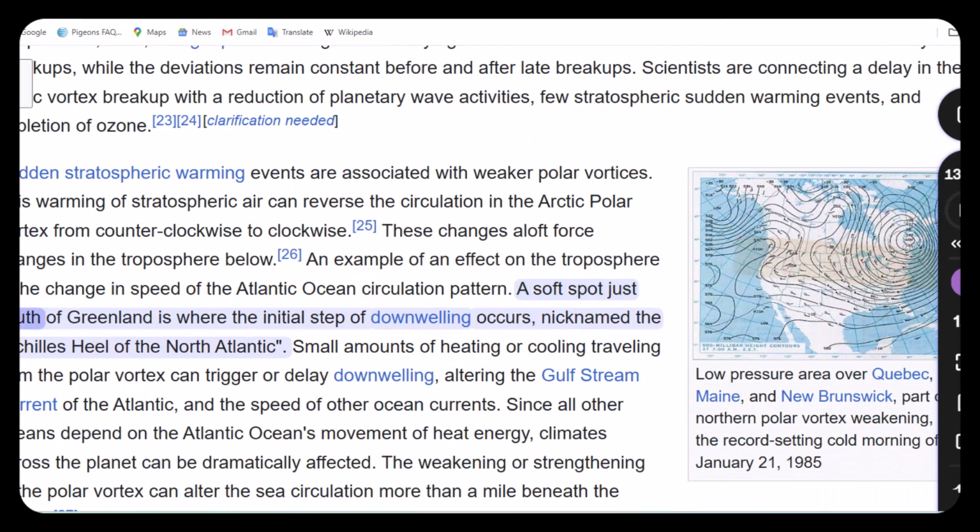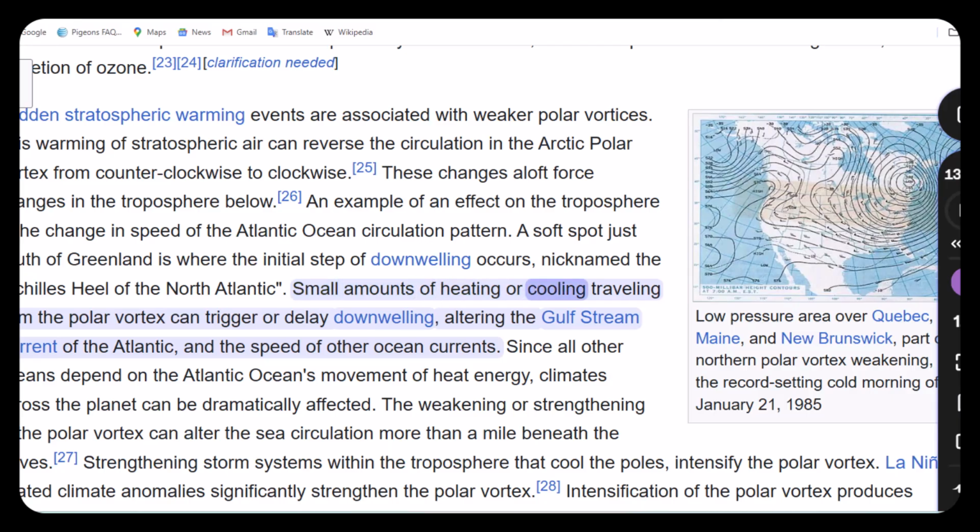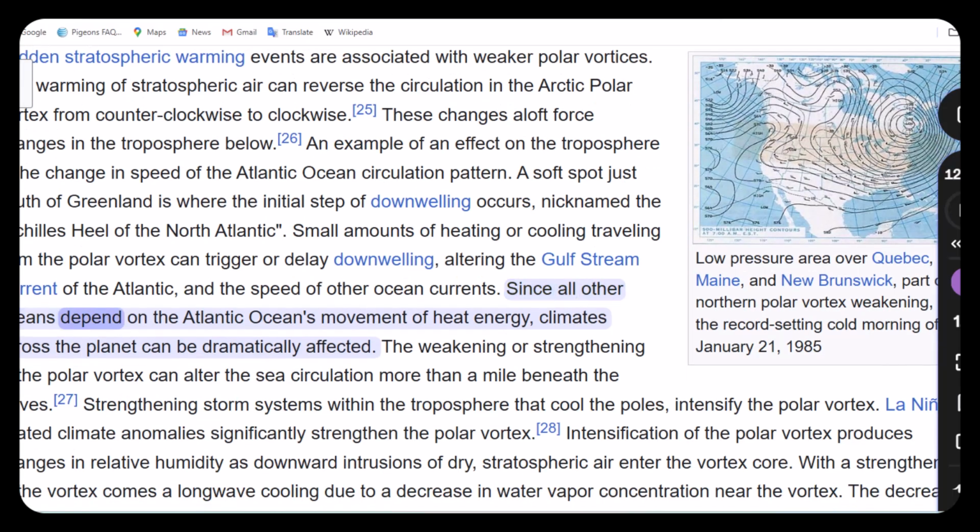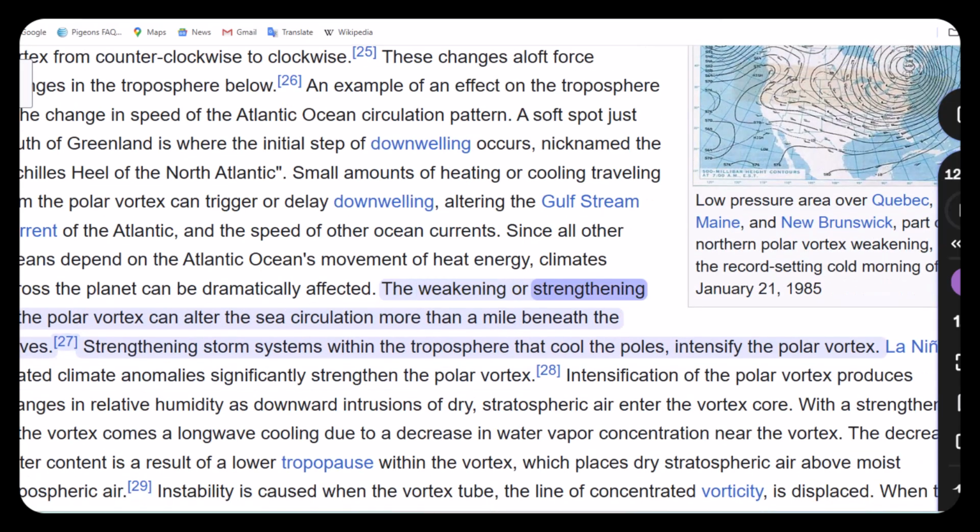A soft spot just south of Greenland is where the initial step of downwelling occurs, nicknamed the Achilles heel of the North Atlantic. Small amounts of heating or cooling traveling from the polar vortex can trigger or delay downwelling, altering the Gulf Stream current of the Atlantic and the speed of other ocean currents. Since all other oceans depend on the Atlantic Ocean's movement of heat energy, climates across the planet can be dramatically affected. The weakening or strengthening of the polar vortex can alter the sea circulation more than a mile beneath the waves.